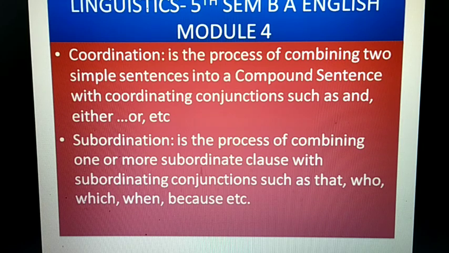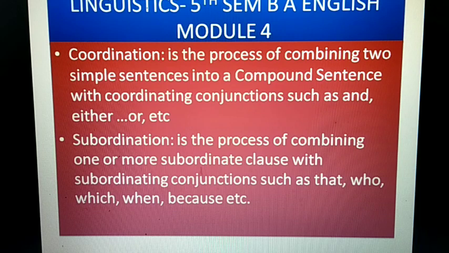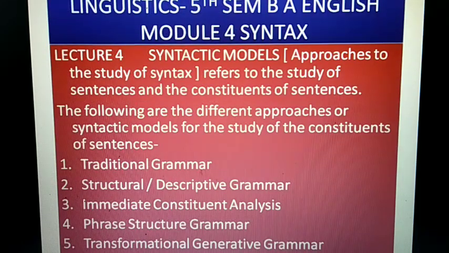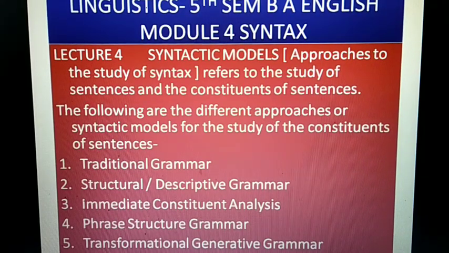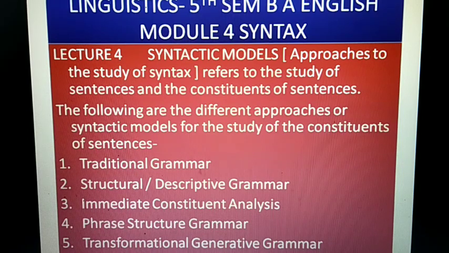All right. And now, having understood the phrase, clause, sentences, coordination and subordination, we move on to another very important area. And that important area is syntactic models. Okay. Last day, of course, we had a 2-hour lecture there, but many were absent. So I'm repeating all this.